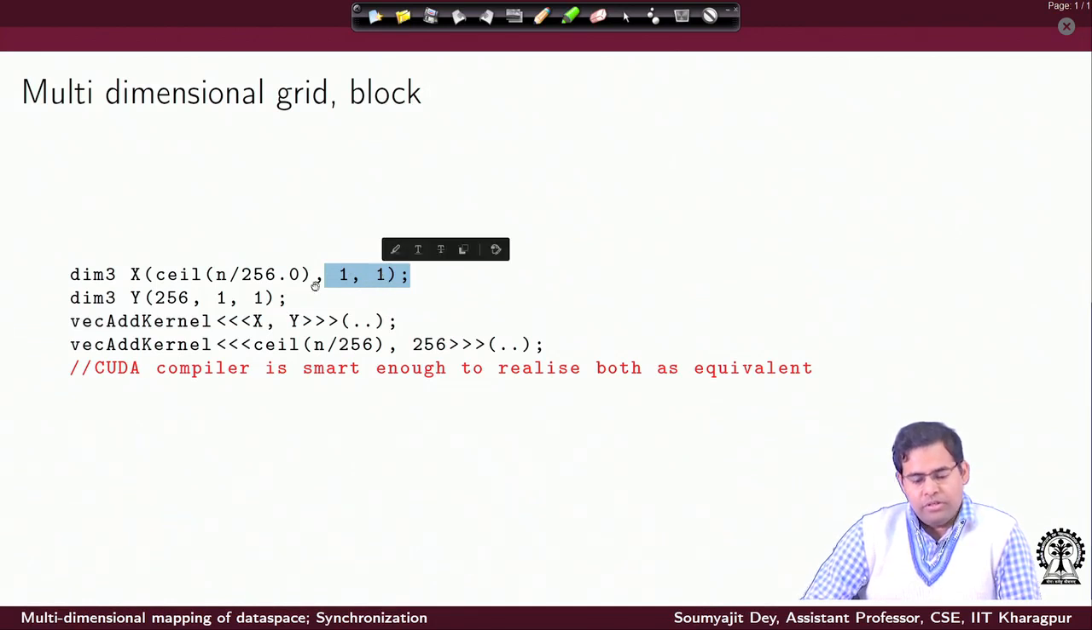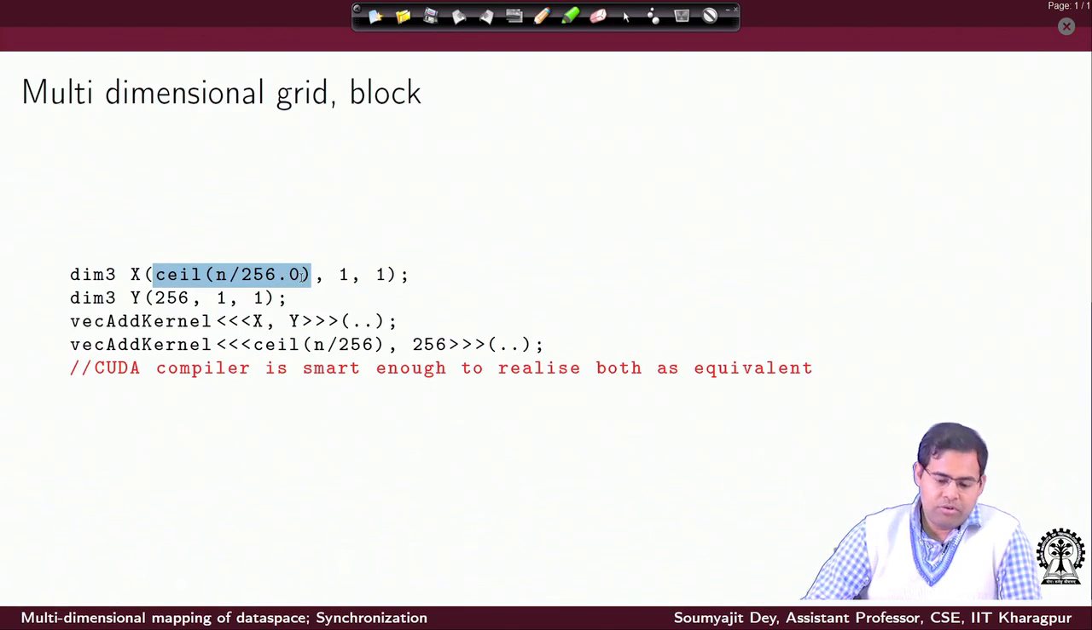Fine. So essentially you are saying that, okay, you are given some n, the total number of elements to add, and then you divide it into blocks of size 256. So overall you will have the ceiling of n by 256.0. I hope you can see this. And so you are essentially trying to define this many blocks, and this 256 is here because essentially you are defining a block as a collection of 256 threads.